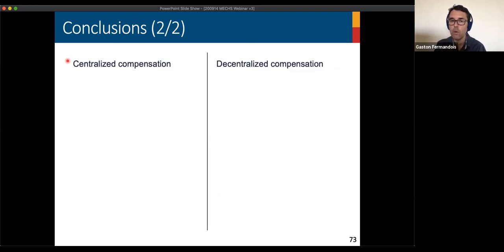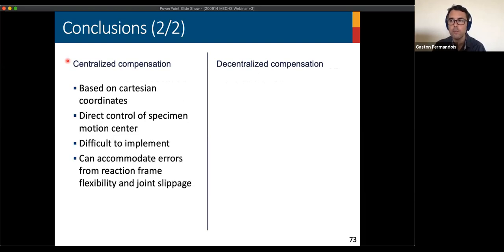We have pros and cons for both the centralized and decentralized compensation. For centralized compensation, this is based on Cartesian coordinates, and we have direct control of the specimen motion center, what we want to control in Cartesian space, the space where the specimen is located. But it's difficult to implement because we need to run system identification and model-based compensation in Cartesian coordinates, and this is quite difficult to achieve.